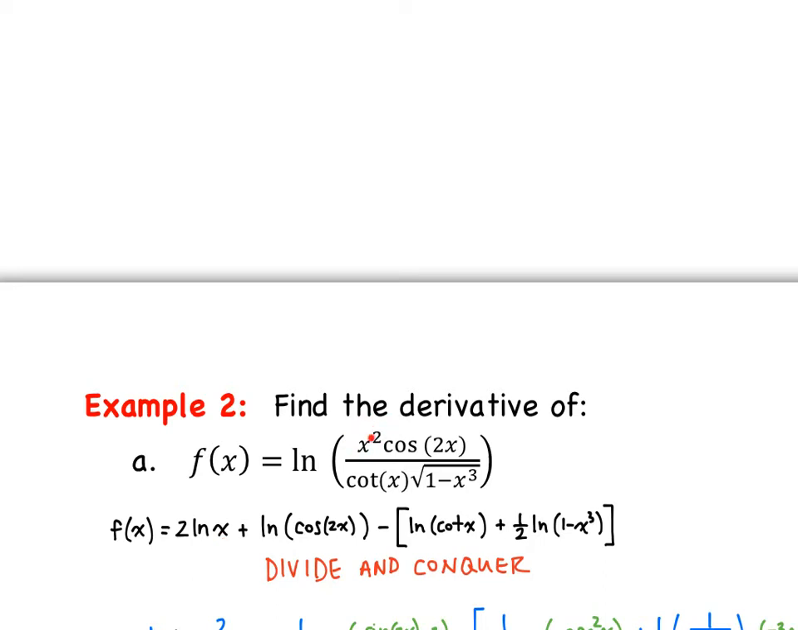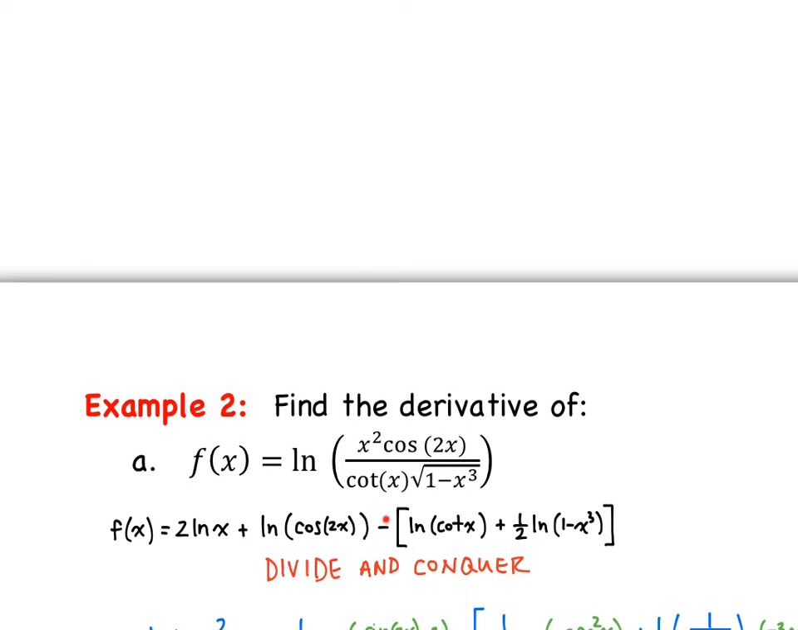That takes care of this x squared portion, moving the coefficient out front, plus the natural log of cosine of 2x. So there's our numerator. Now since we're dividing, this is where we're subtracting, and I just subtracted this entire quantity. So we have ln of cotangent of x plus, rewriting 1 minus x cubed to the 1/2 and moving that 1/2 out front, plus 1/2 ln of 1 minus x cubed. So make sure you understand how we got this.